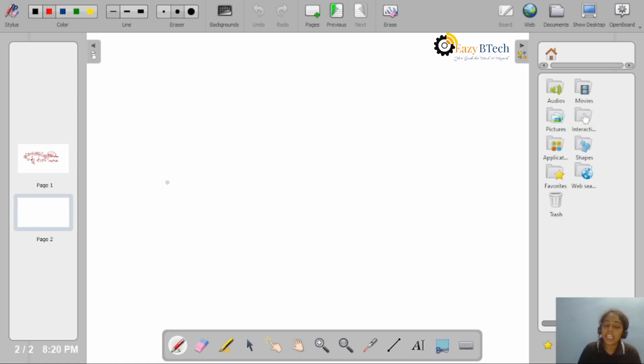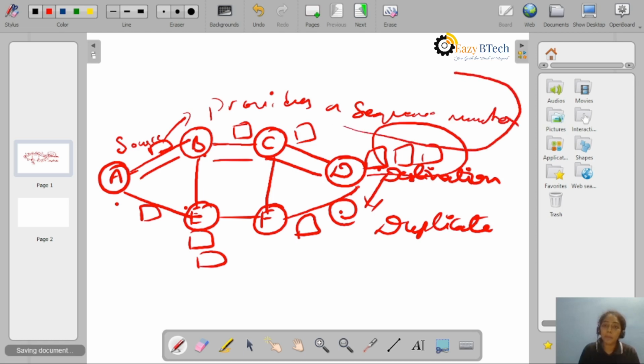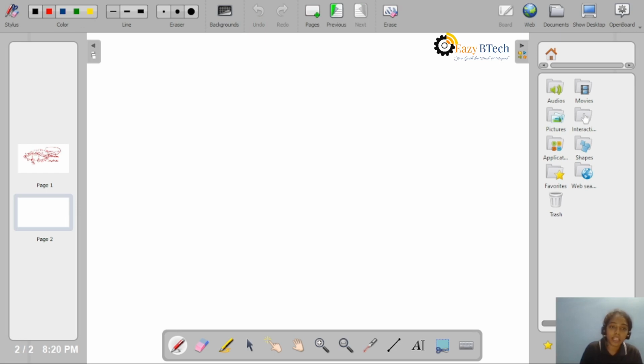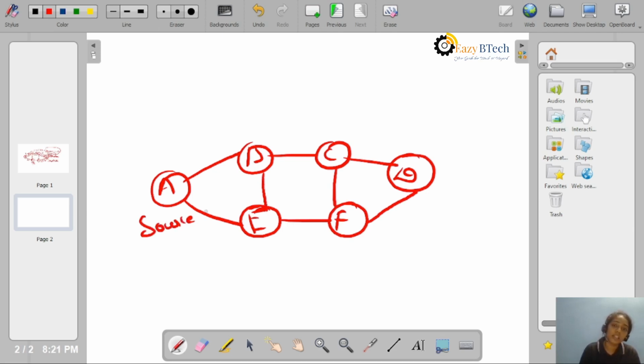Controlled flooding means each and every packet is given a sequence number. Whenever we provide a sequence number to each packet, we eliminate these duplicate packets. Let us see this. I am drawing the graph again. This is the actual graph, and A is the source and D is the destination.